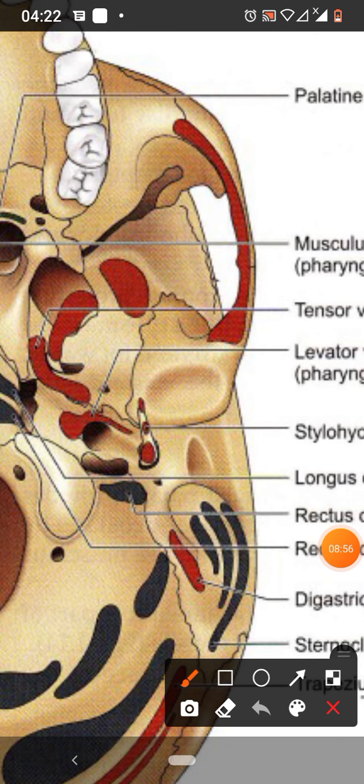The portion which is very next to the spine of the sphenoid is the petrous part of the temporal bone, and this gives origin to a muscle, the levator veli palatini.